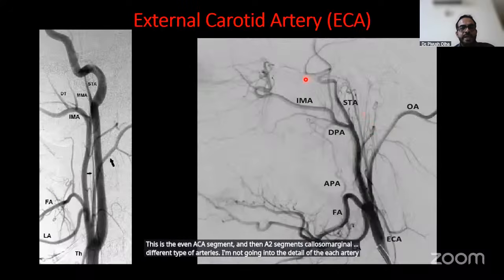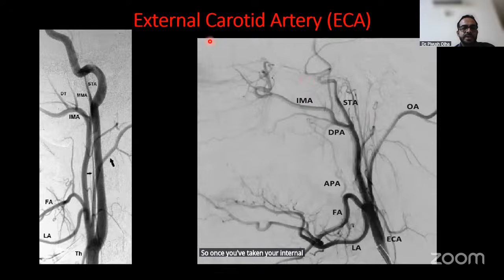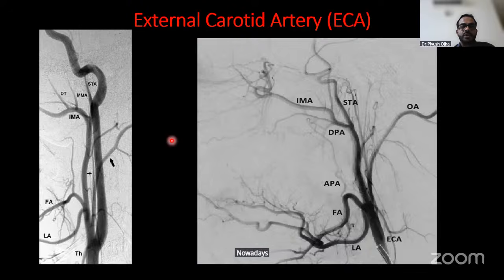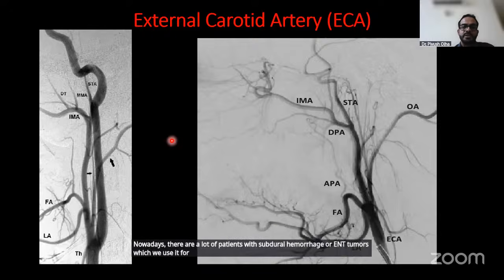So once you have taken your internal carotid artery injection, you come to the external carotid artery. This is not a very commonly done injection, but it is very helpful, and it is now very commonly used nowadays, because there are a lot of patients with subdural hemorrhage or ENT tumors, for which we use it for procedures, whether it is an MMA embolization or a pre-surgical tumor embolization.